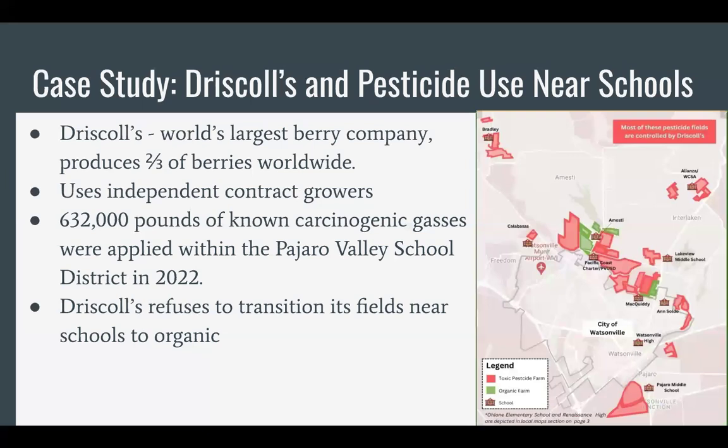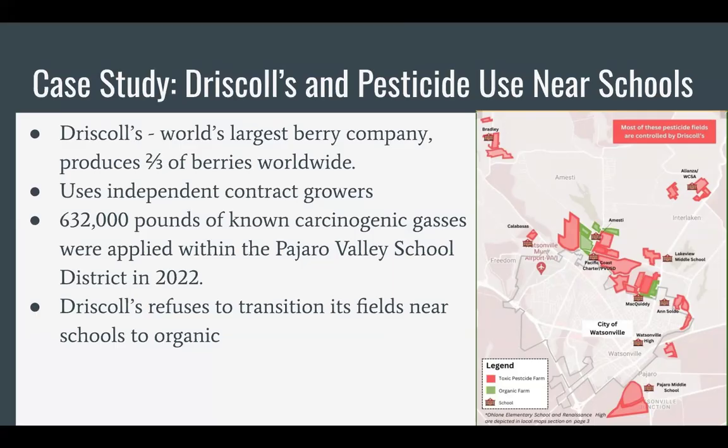Now, their world headquarters is here. It's in the Watsonville area, but they produce berries all over the world. They contract with growers all over the place. And their business is structured so that Driscoll's is not actually the one growing the berries. They use independent contract growers.